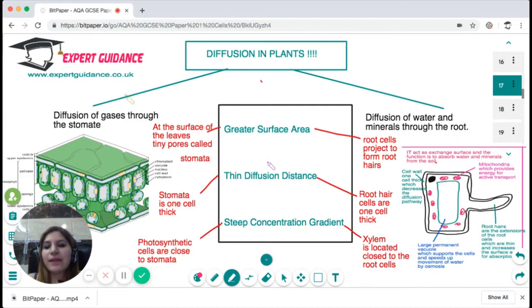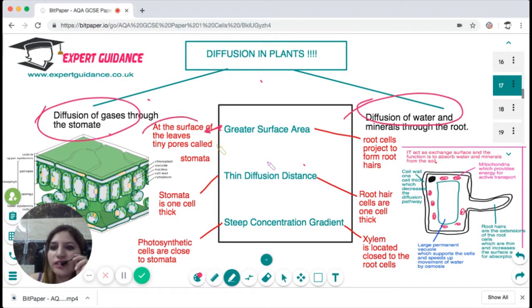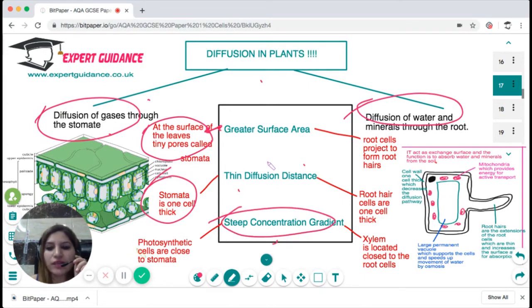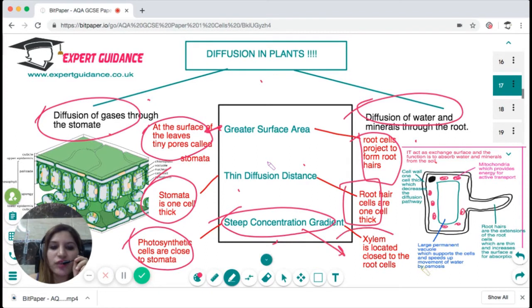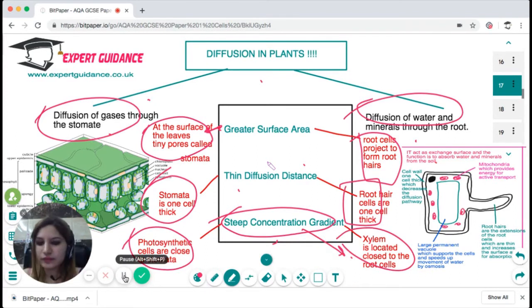Now, another example is diffusion in plants: diffusion of gases through the stomata and diffusion of water and minerals through the roots. The leaf has a greater surface area because it has tiny pores called stomata. For a thin diffusion distance, they are one cell thick, and for a steep concentration gradient, photosynthetic cells are close to the stomata. For the root hair cells, the roots project to form root hair cells. Root hair cells are one cell thick, and to maintain the concentration gradient, the xylem is located close to the root hair cells. I hope the examples of diffusion in plants and animals, along with the adaptations they have for maximum diffusion, are clear to you.